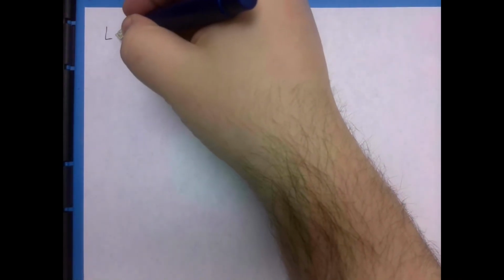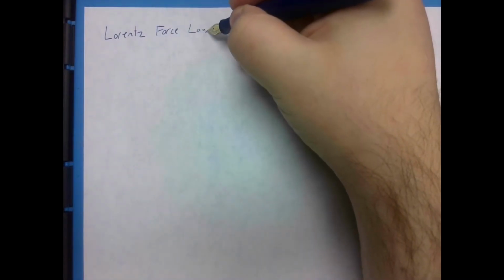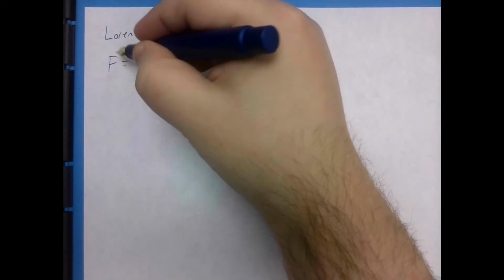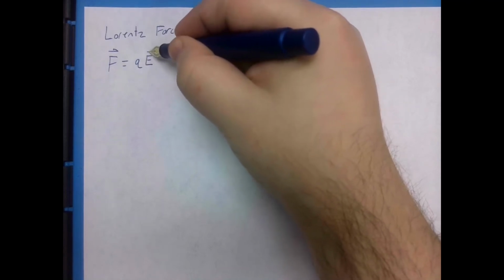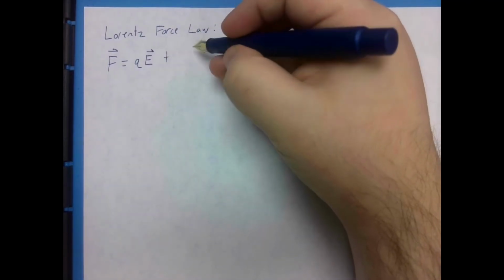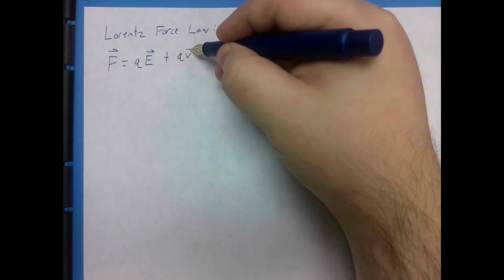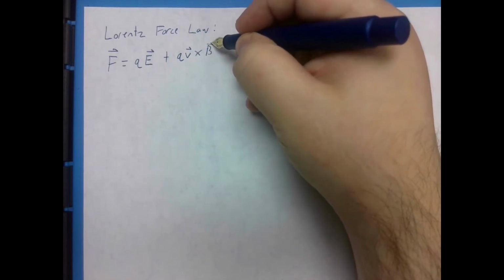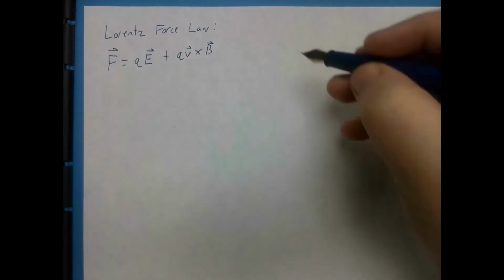Anyway, so we learned about the Lorentz force law. Force is a vector. It's equal to the charge times the electric field plus charge times the velocity cross product with the magnetic field. And cross product just means you're going to take the perpendicular component between the velocity vector and the magnetic field.